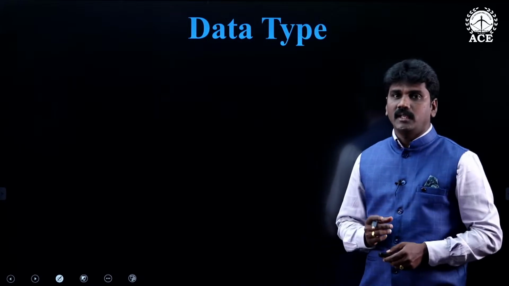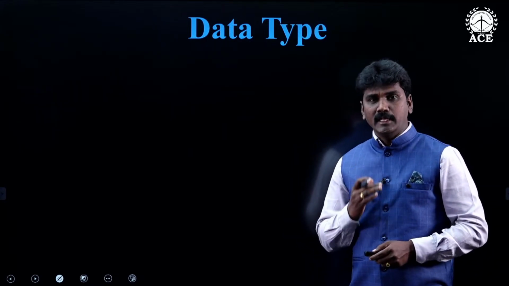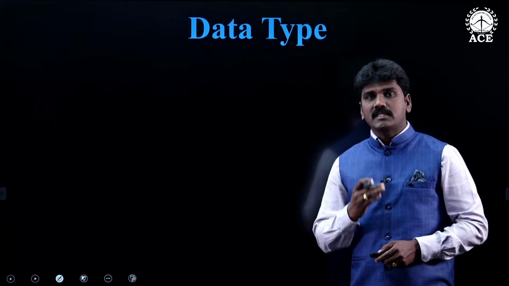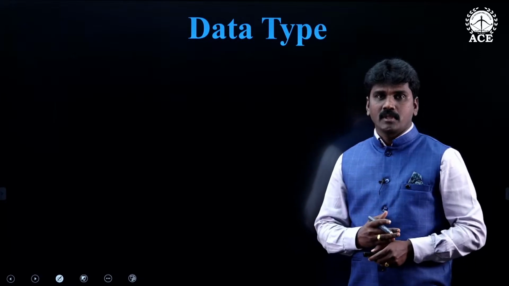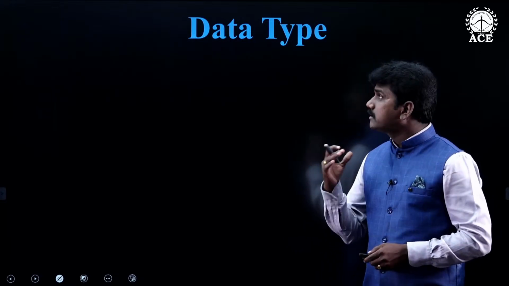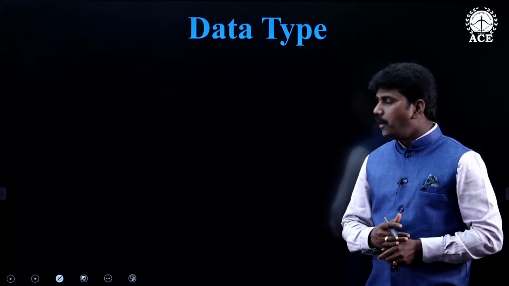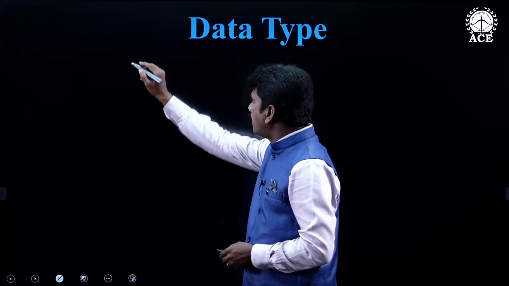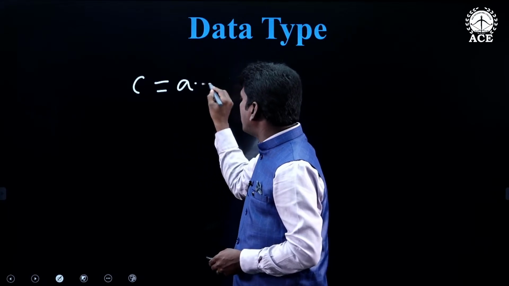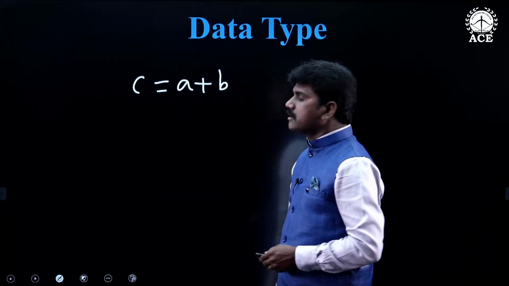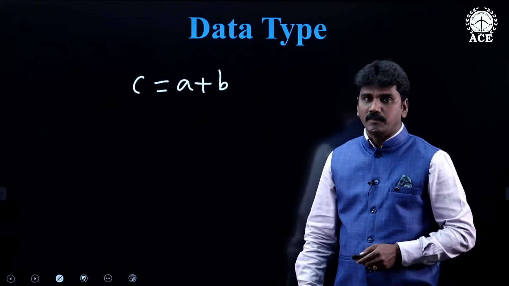The most important and valuable concept in Java, and any programming language, is the language fundamentals like data types. So let us understand the importance of data types. For example, if we have an expression or one statement like C is equal to A plus B. Suppose I have written one statement like C is equal to A plus B.